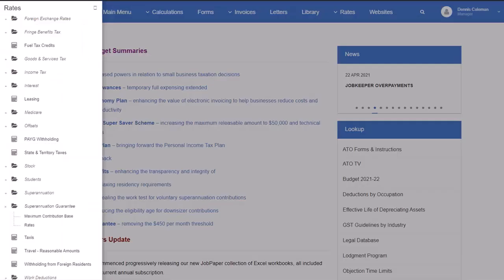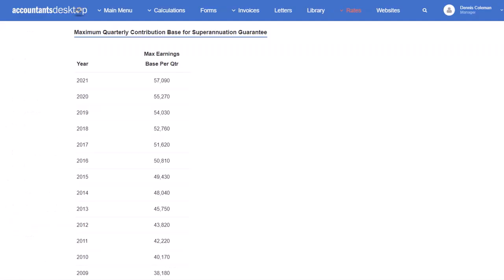He then receives a call from a client with a number of highly paid workers. The client wants to know about the maximum contribution base for superannuation guarantee purposes. Roger goes to Rates, Superannuation Guarantee, Maximum Contribution Base to look up the maximum quarterly earnings base for the current year.